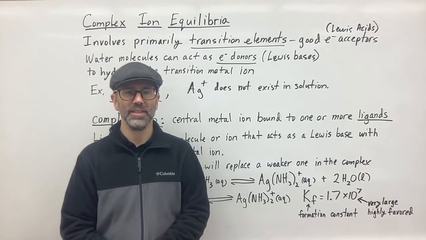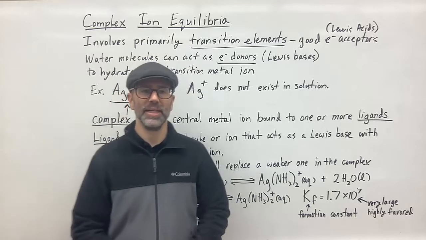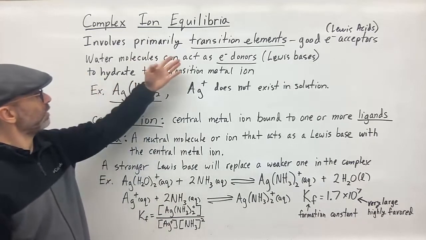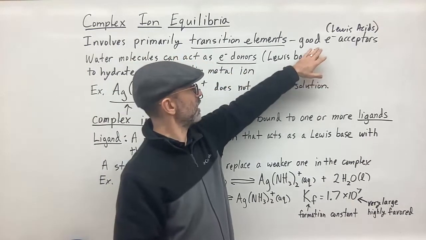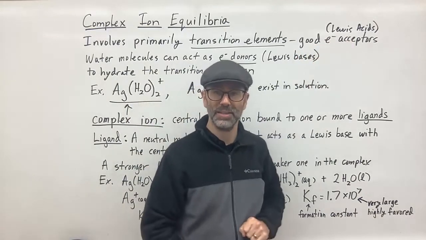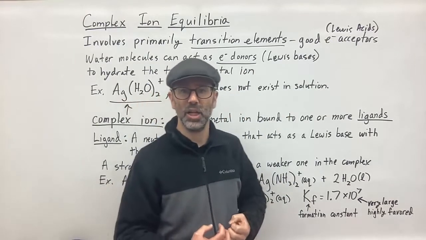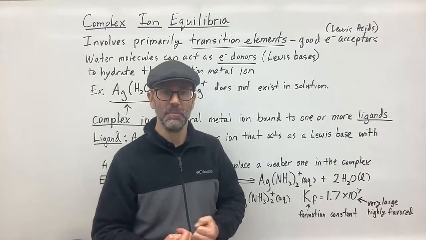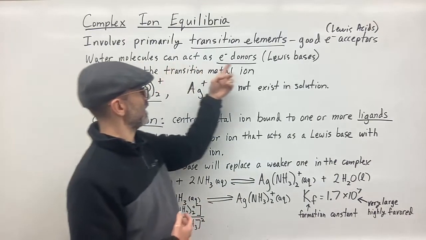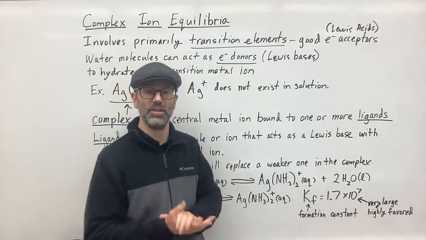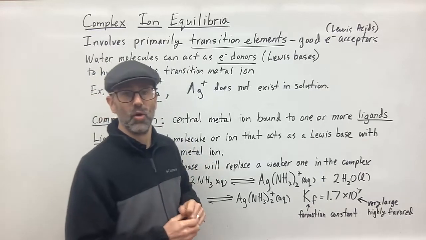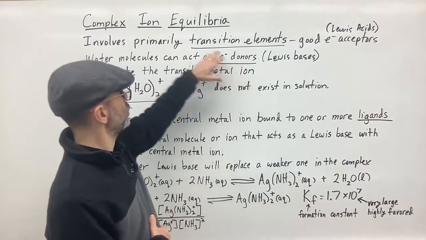So what is a complex ion? A complex ion involves primarily transition elements. Why do they involve transition elements? Because a transition element is a good electron acceptor, or what is also known as a Lewis acid. The transition element is able to accept electrons, and so then you have things like water molecules that can act as electron donors. So they have these lone pairs on them. They can donate those electrons to the empty orbitals, or say d orbitals, that are on the transition elements.